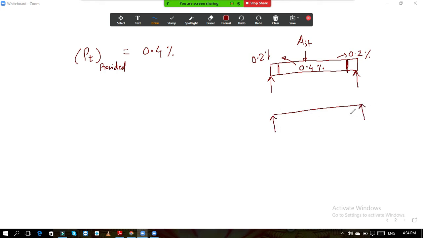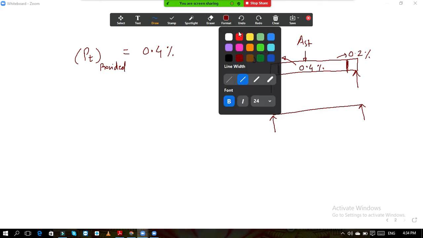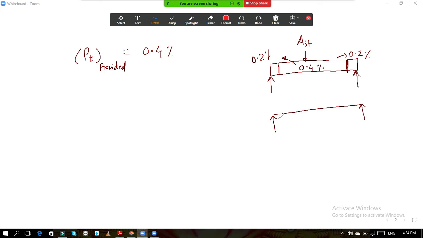Now see, this is a simply supported slab. Load is acting on the slab, so due to load there will be a bending moment. Theoretically, the bending moment diagram will be like this, and this ordinate is the maximum, WL square by 8.